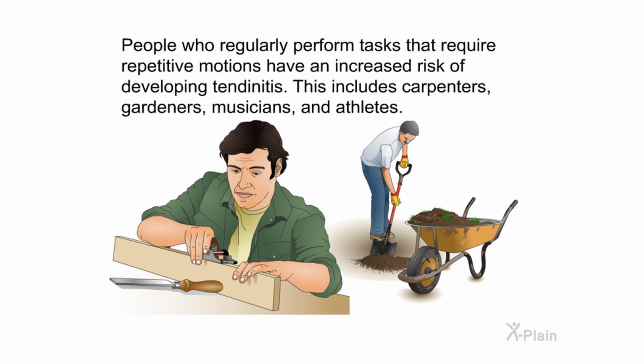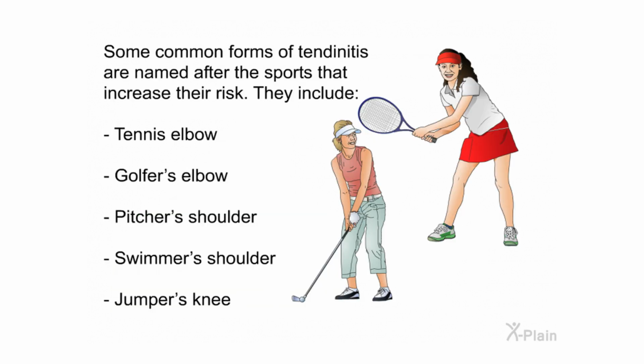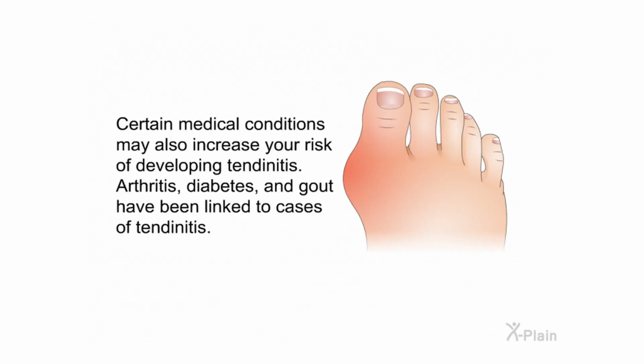People who regularly perform tasks that require repetitive motions have an increased risk of developing tendinitis. This includes carpenters, gardeners, musicians, and athletes. Some common forms of tendinitis are named after the sports that increase their risk. They include tennis elbow, golfer's elbow, pitcher's shoulder, swimmer's shoulder, jumper's knee. Certain medical conditions may also increase your risk of developing tendinitis. Arthritis, diabetes, and gout have been linked to cases of tendinitis.